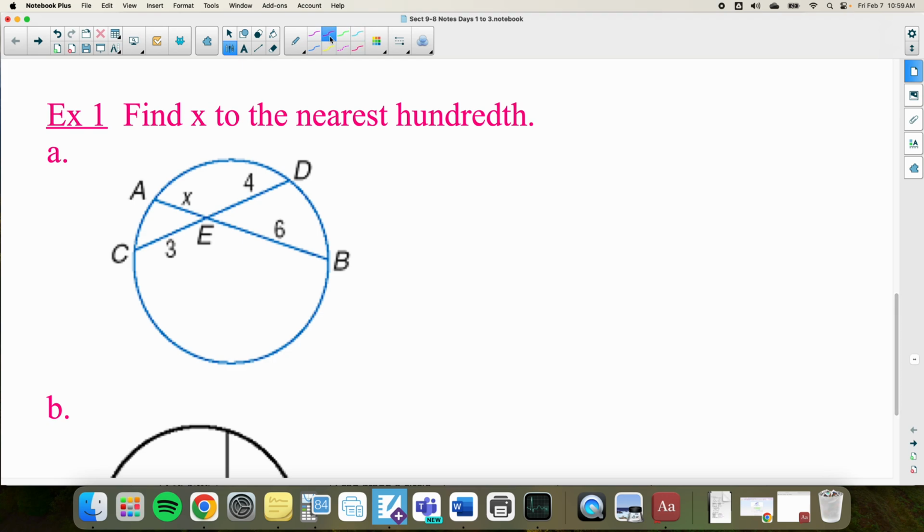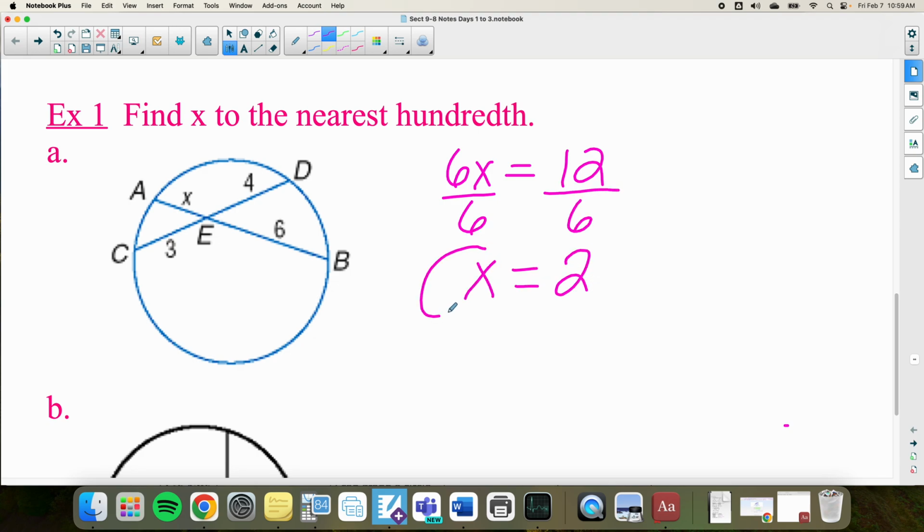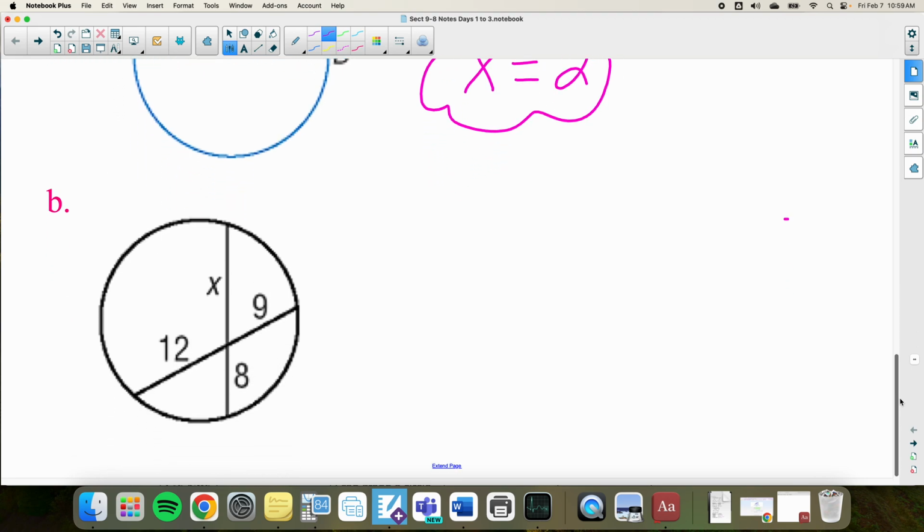Now, when I look at this one, again, I'm gonna take the 2 parts of this chord and multiply them. When I go x times 6, I'm gonna write that as 6x. And when I go 3 times 4, that is 12. And then I just solve that by dividing by 6 and x equals 2, okay? Normally they're not that easy, but that one's not bad. This one's not bad either, actually.